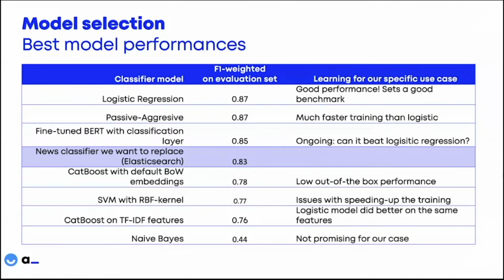CatBoost models didn't perform so well from the beginning for us. There we tried default word embeddings, and also our TF-IDF features. It didn't turn out so well. Same for SVM and Naive Bayes.